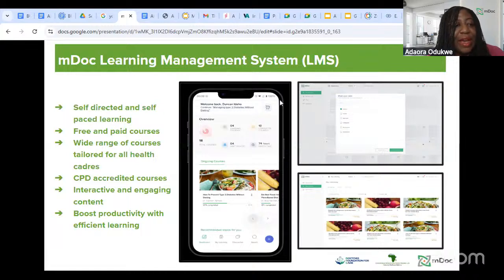Okay, so we are developing our learning management system, which would house courses and the sessions that we provide, and we'll be sending you updates on this once we kick off for you to be able to take courses on the LMS. Please go to the next slide.